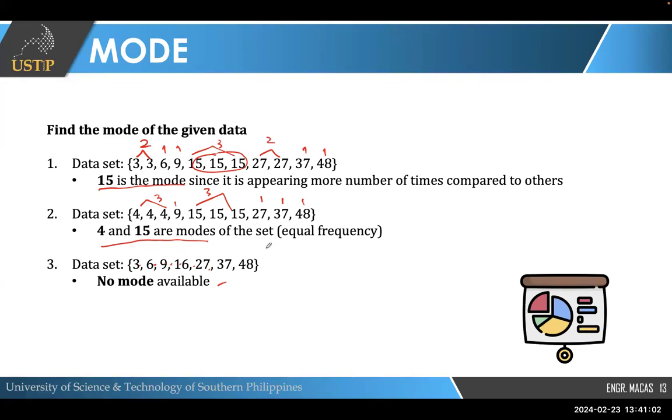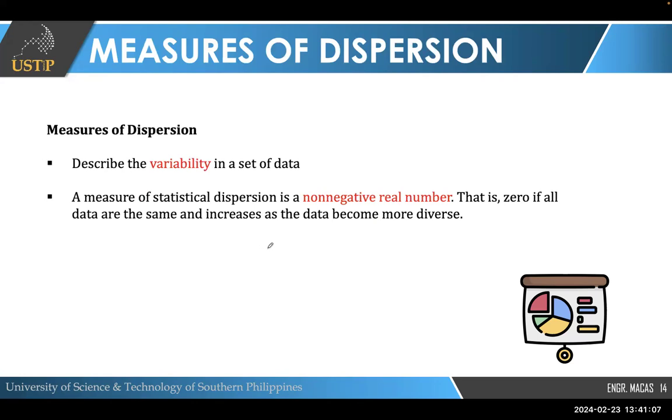Alright, that's for the mode, mean, and median. Okay, let's go to the measures of dispersion. So basically, as I mentioned, the measures of dispersion describe the variability in a set of data. So how varied is your data? How are they alike? How are they different from each other?